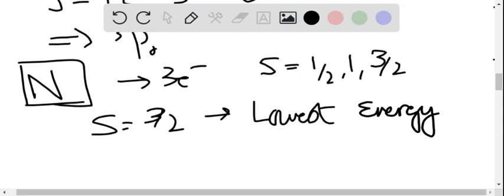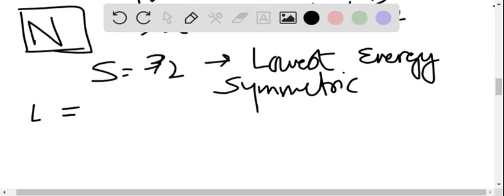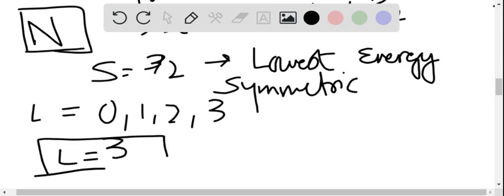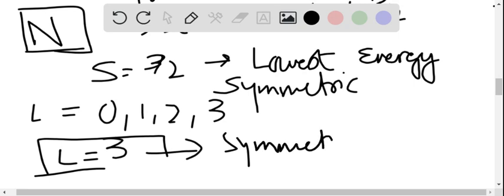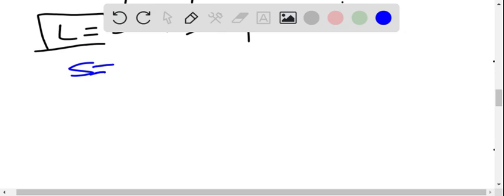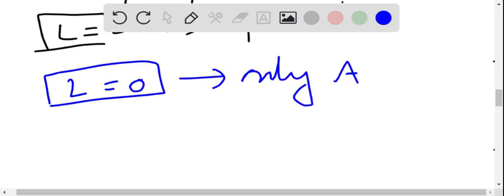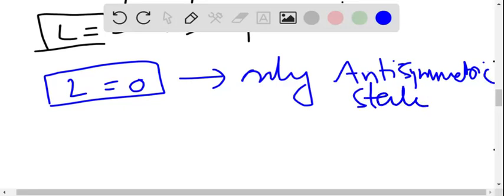Because the state is the top of the ladder, it is symmetric. The total angular momentum L can be 0, 1, 2, 3. The second Hund's rule favors L equal to 3, but that state is symmetric, the same reason why S equal to 3/2 is symmetric. Fine. So the only antisymmetric state would be when L is equal to 0.